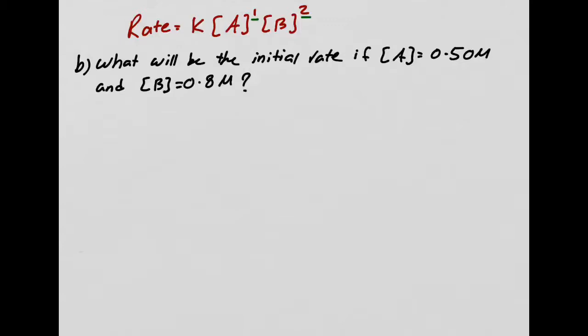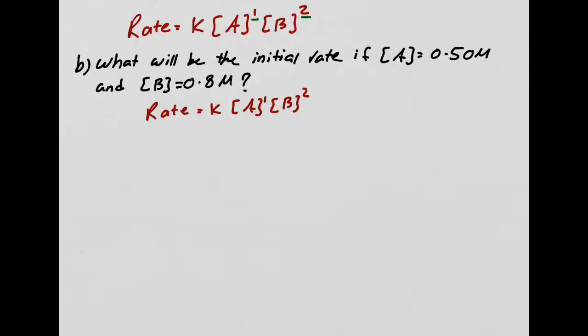Okay, I have a rate law. That's half the battle. That's good. Now I want to know what's the rate if those are the concentrations. So I know the rate law. There is one more piece of information I need to figure out before I can do anything, which is: what is my K? I have the rate law, but I don't know what my K is. So I need to figure that out before I can do anything, okay?